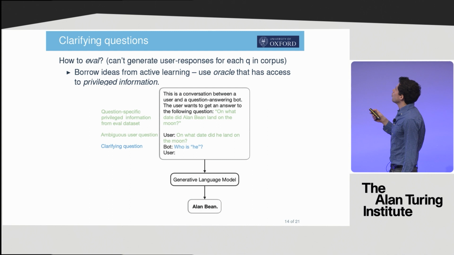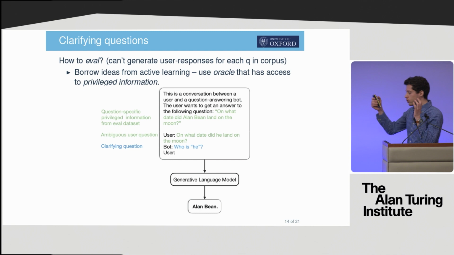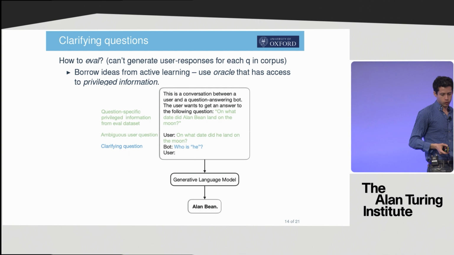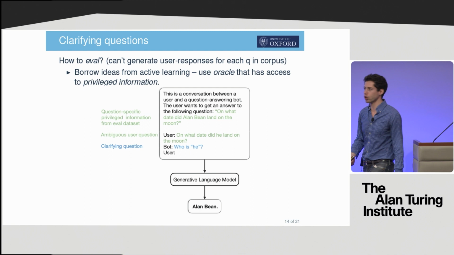We can borrow ideas from active learning, which I'm going to talk a bit more about in a second, and we can use an oracle that has access to privileged information. So we can design a prompt. I'm going to construct a dataset, a corpus of trivia questions, where I have pairs of questions: one is ambiguous, one is non-ambiguous. And I tell in the prompt, my privileged information is that I know this is what the user's intention is; this is what the user asked me. Then you can evaluate your clarifying question by just feeding your generated clarifying question in here, letting the model generate an answer, and then looking at the accuracy for the trivia question answering system.